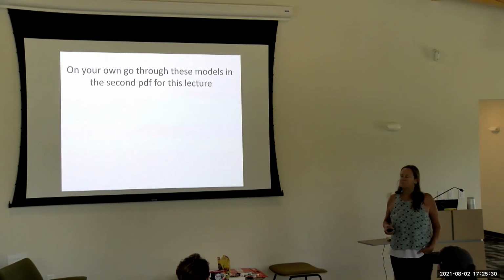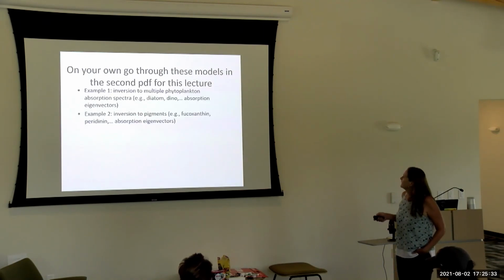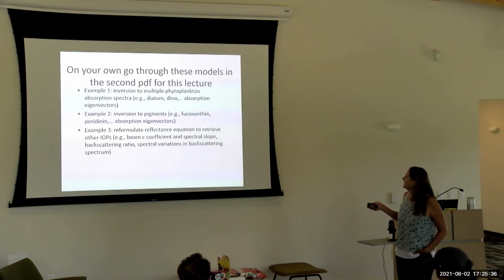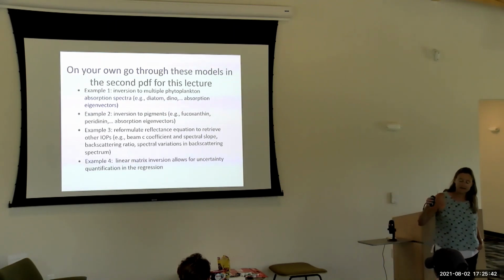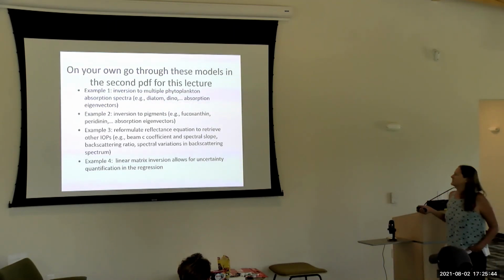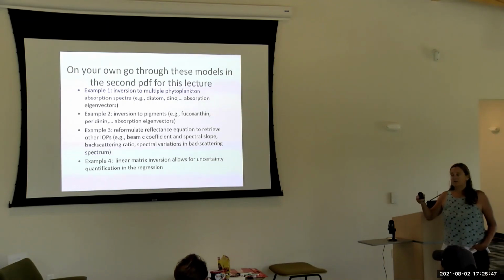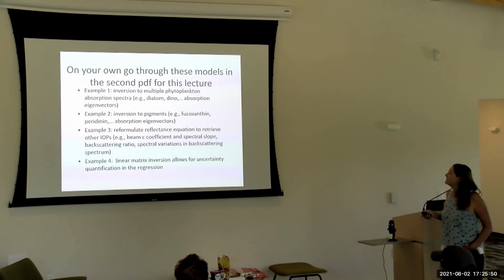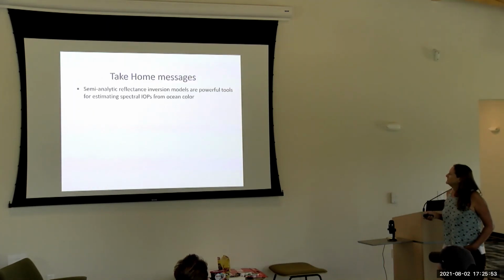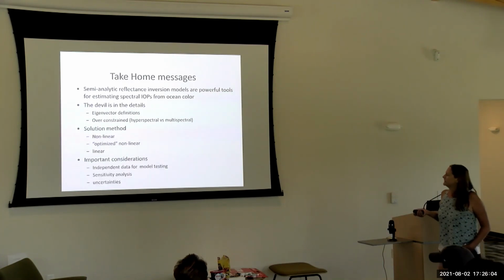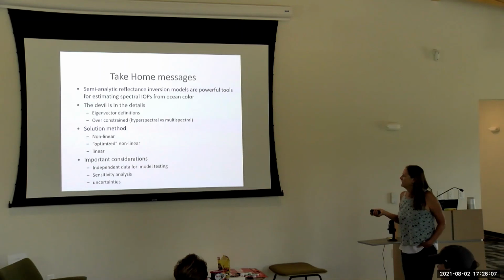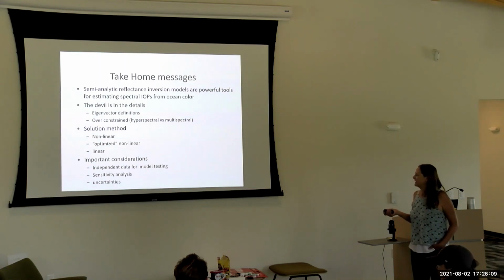So anyway, phytoplankton, inversion for pigments, reformulating to get beam attenuation, and the linear matrix inversion, which is really a cool way to linearize the equation. It allows you to get uncertainty on each one of the eigenvalues, which none of the other models can get. So that's a really cool example. All right, powerful tool. The devil is in the details as usual. There's a bunch of different solution methods, and things for you to consider: making sure you have independent data for testing and adding uncertainties into your estimates.